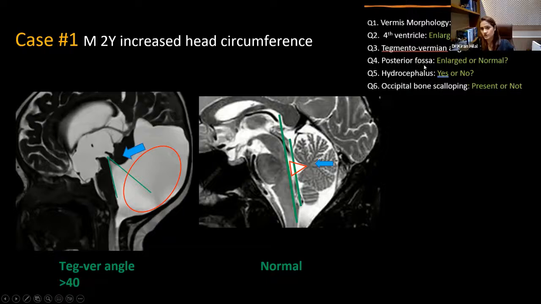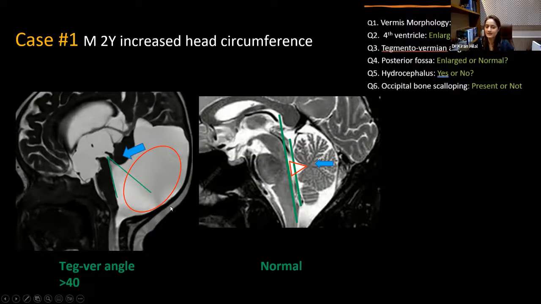Our fourth question, posterior fossa enlarged or not? Definitely, if you compare with this, it is the enlarged posterior fossa. Your fifth question, hydrocephalus is present or not? If you see, this is your normal ventricular system, and if you compare it, definitely it's an enlarged ventricular system, hydrocephalus is present. Your sixth question, the occipital bone scalloping is present or not?